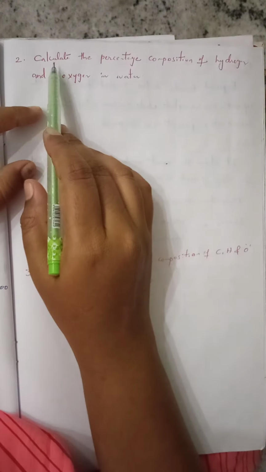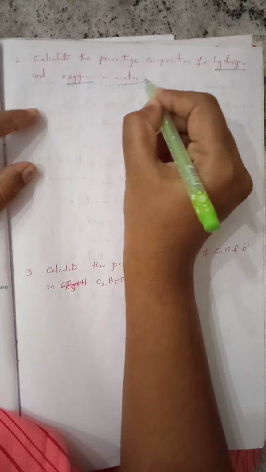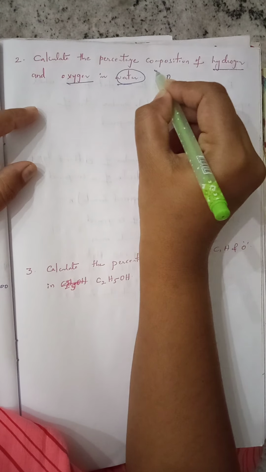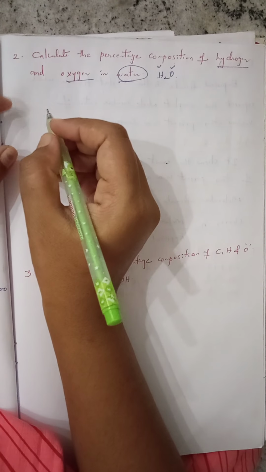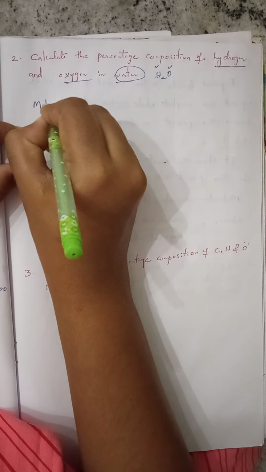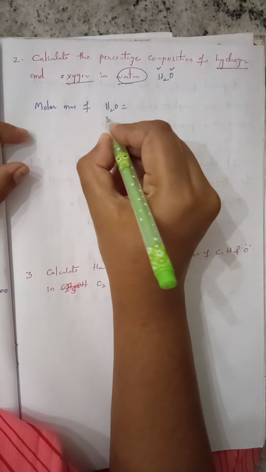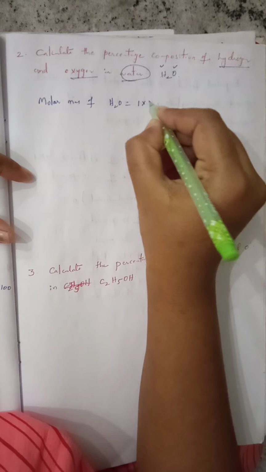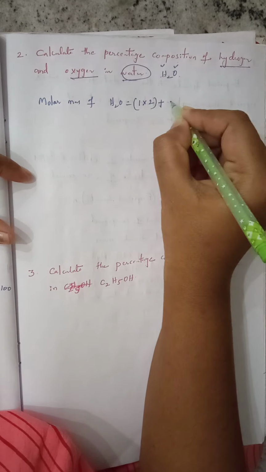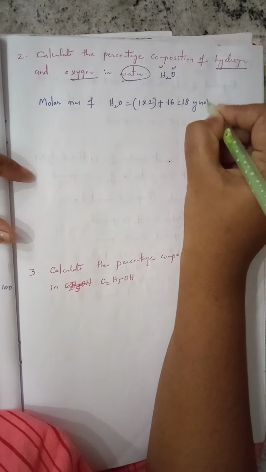Now we'll see one more problem related to mass percentage. Calculate the percentage composition of hydrogen and oxygen in water. Two elements are present in water. What is water? H2O. We have two elements, hydrogen and oxygen. First, we want to find the molar mass of water. Hydrogen atomic mass is 1, into how many? 2. 1 into 2 plus oxygen atomic mass 16. Totally its molar mass is 18 gram per mole.